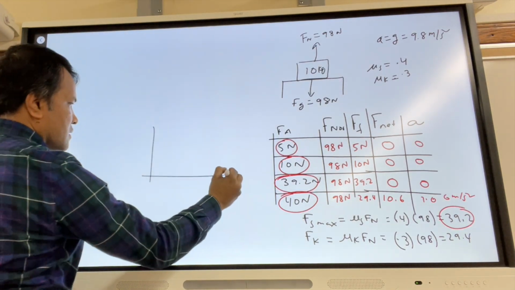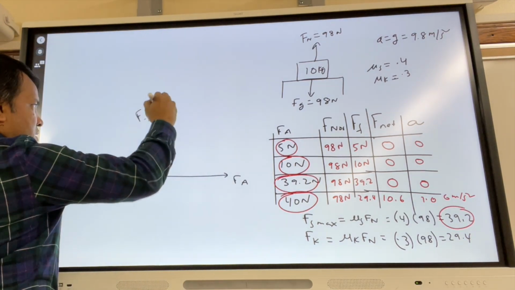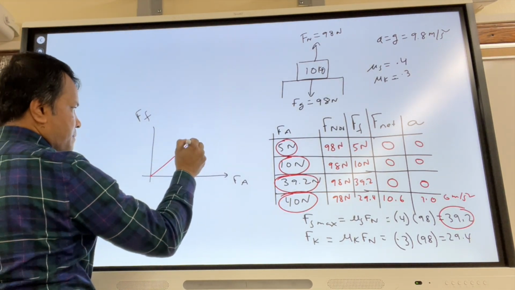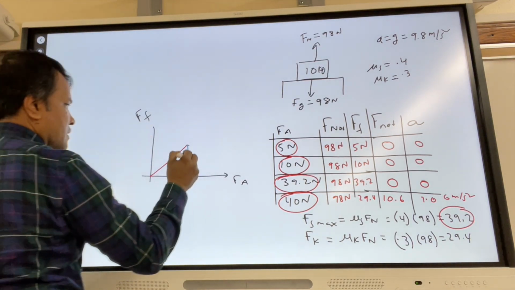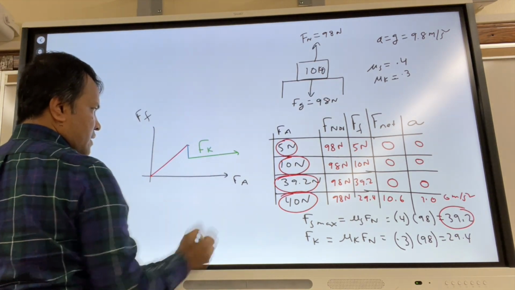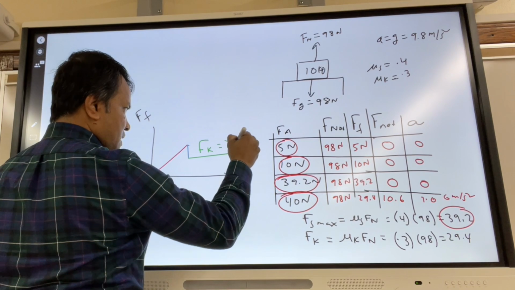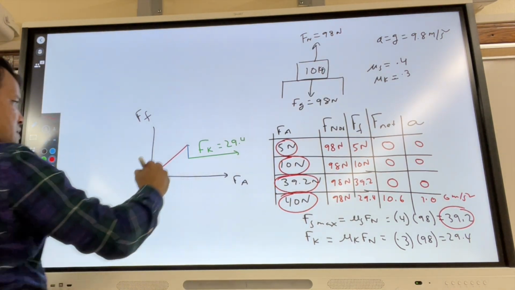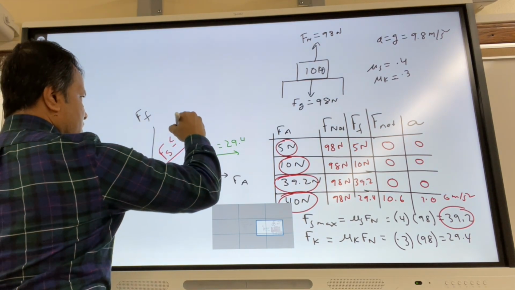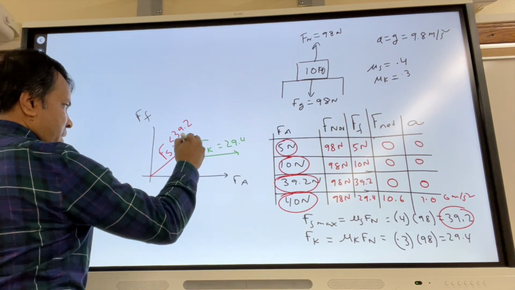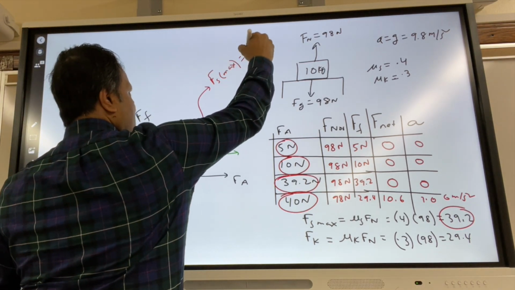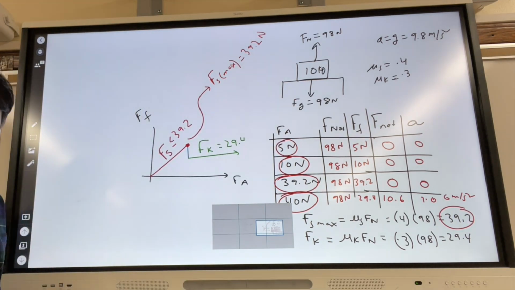So the friction graph would be applied force versus force of friction. I'm going to have the static friction and the kinetic friction. Kinetic friction is just one value, Fk, and that is 29.4. Static friction is less than or equal to 39.2. This is the maximum static friction, Fs max. This was problem number one.